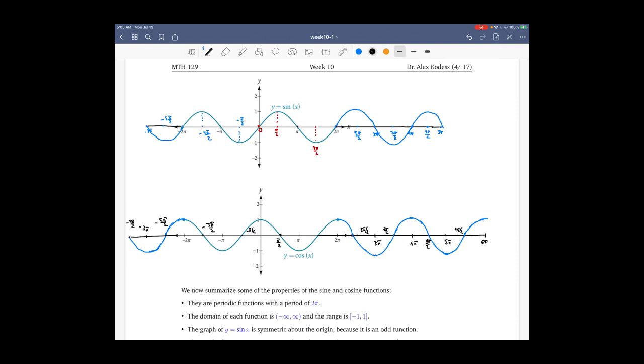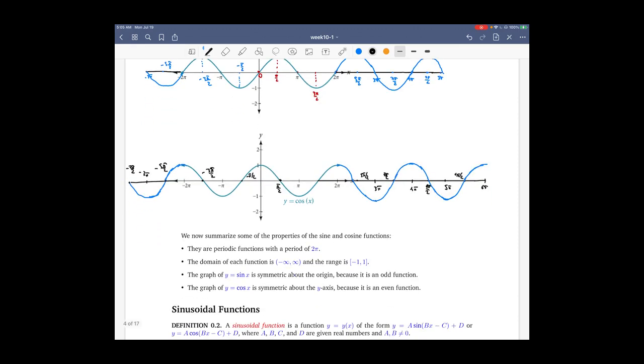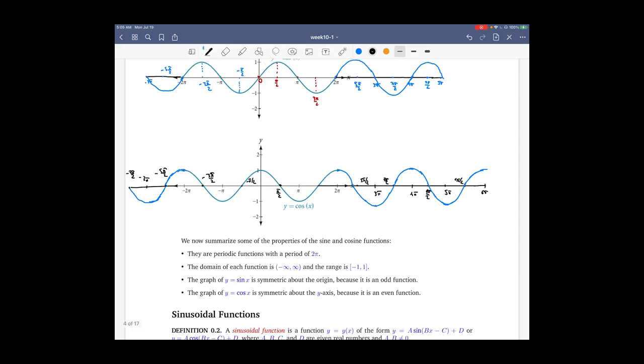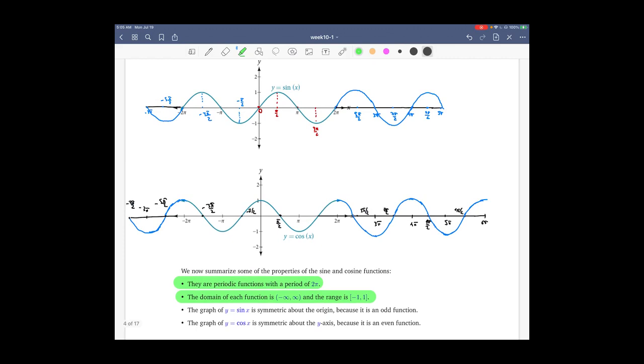And let's summarize what we know about sine and cosine. The domain of each of these two functions is the entire real line, and the image is the interval -1, 1. Both functions are periodic with a period of 2 pi. And that's very, very clear in the graph.